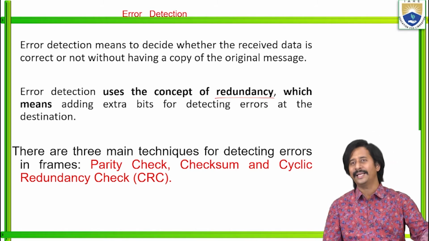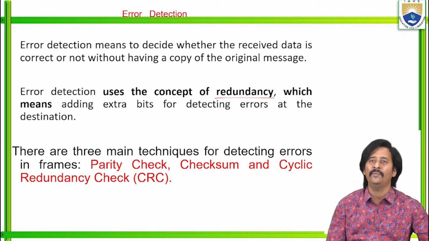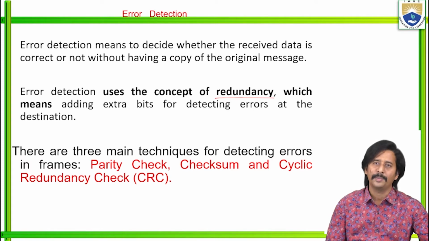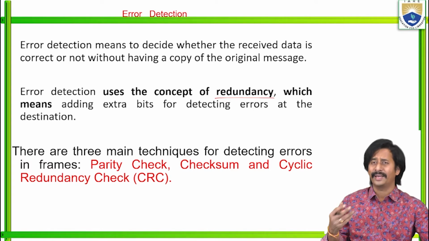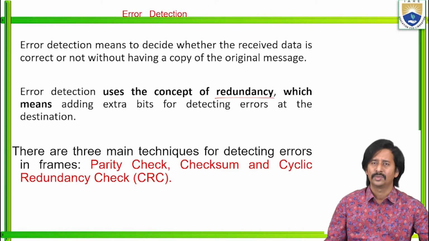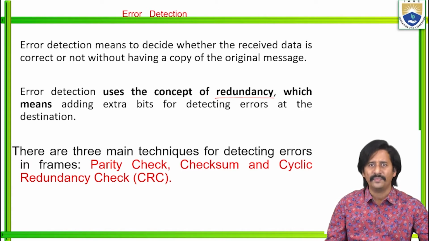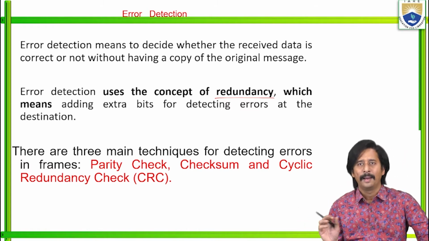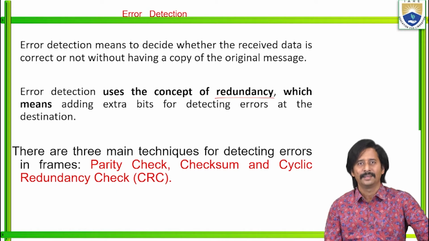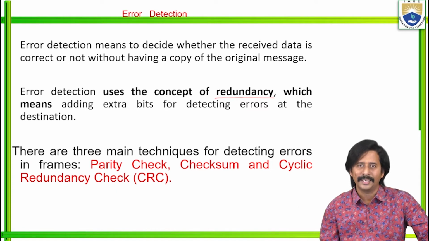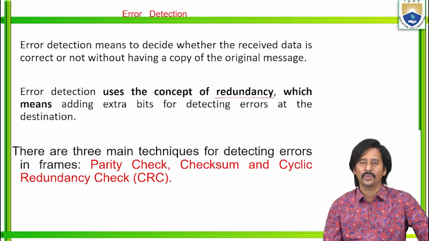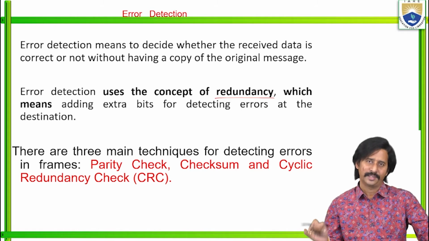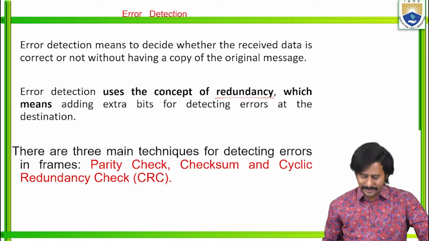So there are 3 main techniques for detecting errors in frames. Why do we talk about frames here? Because the data may be passed with the help of the data link layer, so automatically the data link layer passes data in the form of frames. There are 3 main techniques for detecting errors. One is PC, parity check. Second one, CS, checksum. Third one, CRC, cyclic redundancy check. The three techniques for detecting errors in the frames are parity check, checksum, or cyclic redundancy check.